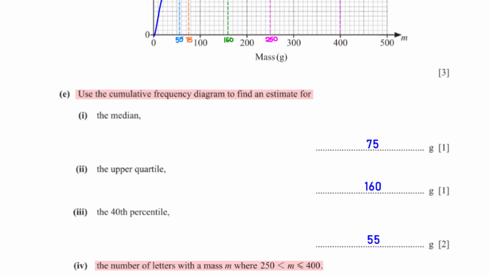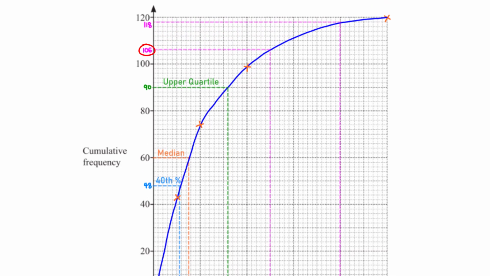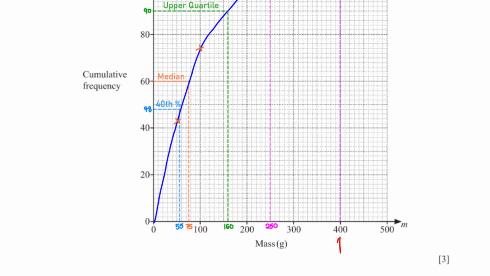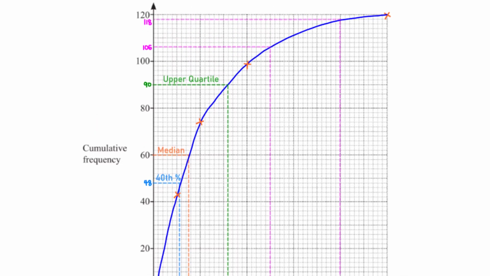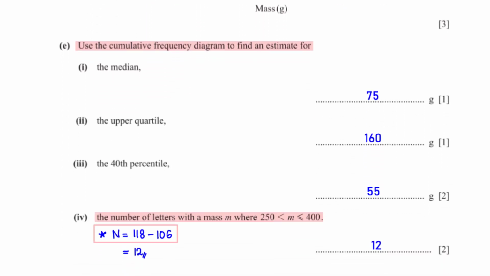Find an estimate for the number of letters with a mass m, where m is greater than 250 and less than or equal to 400. First, we map 250 grams on the diagram. This gives us 106. Then we map 400 grams, which gives us 118. So the number of letters in the range is 118 minus 106, which is equal to 12.